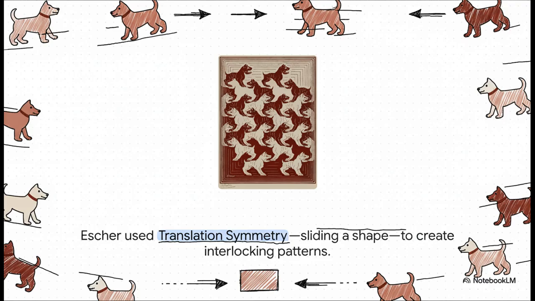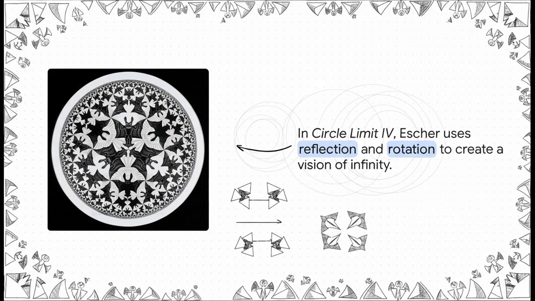It's incredible. But he didn't just stop at one type of symmetry. Oh no. In a masterpiece like this one, Circle Limit 4, he's combining everything. You've got angels and devils repeating through both reflection and rotation. And see how they get smaller and smaller as they get to the edge? He's creating this stunning illusion of infinity, all packed inside one single circle.